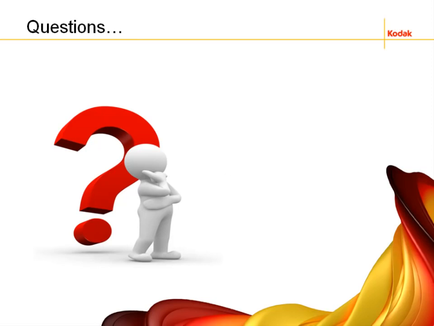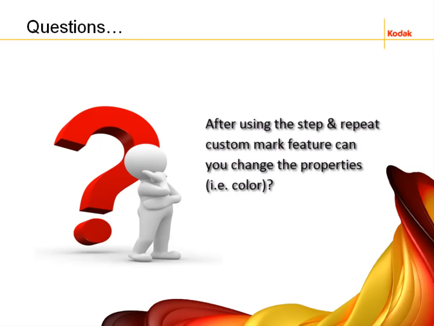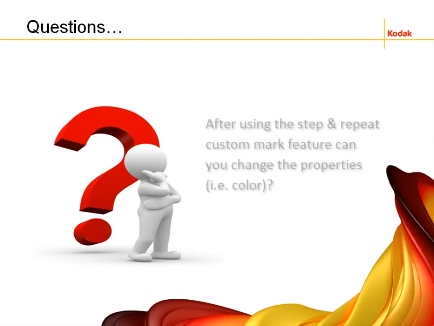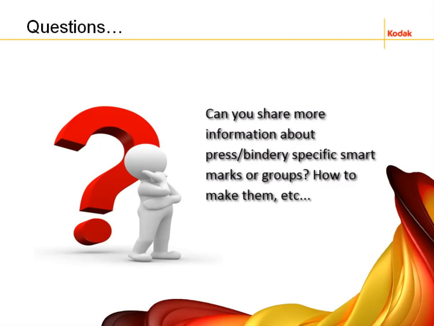After using the step and repeat custom mark feature, can you change the properties, i.e. color? Yes, that's also part of the new mark capability that we have with PREPS 7. Can you share more information about press, bindery-specific smart marks or groups, how to make them, etc.? That would take some time.